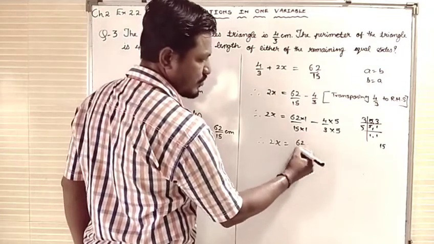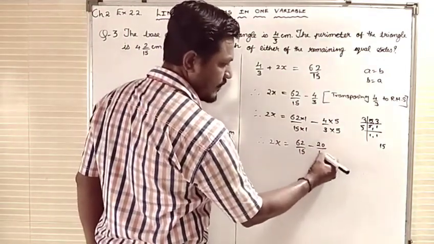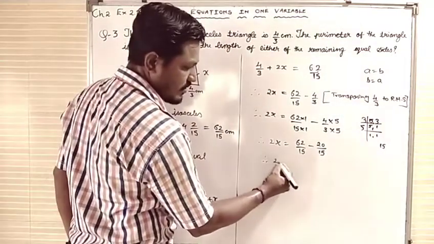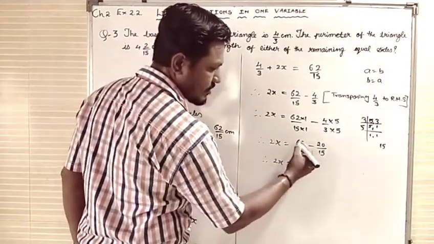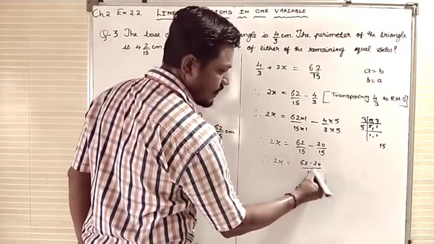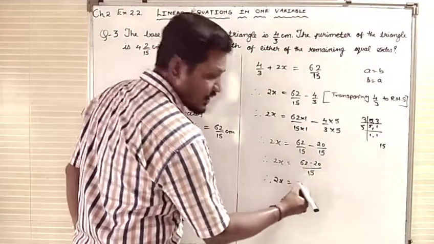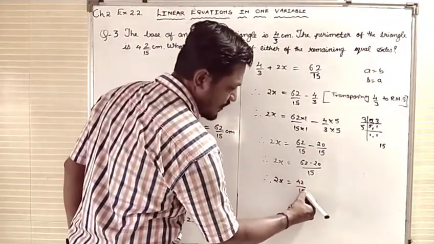62 1s are 62 by 15. 4 5s are 20. 3 5s are 15. Student, now you can subtract the value. 62 minus 20, and 15 is common denominator. 62 minus 20 is 42 by 15.